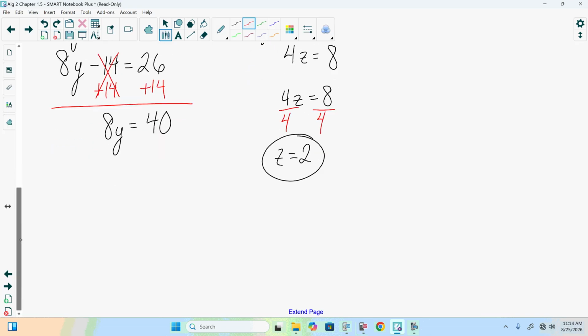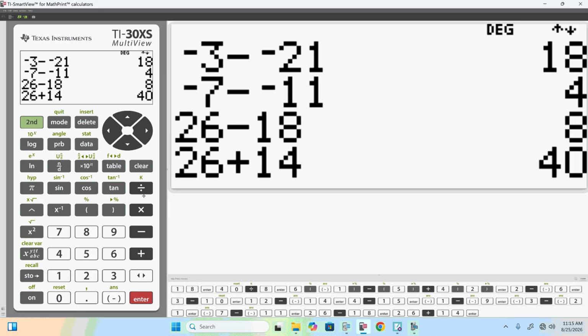Last but not least, we need to divide both sides by 8. 8y divided by 8 is y. 40 divided by 8, 5.